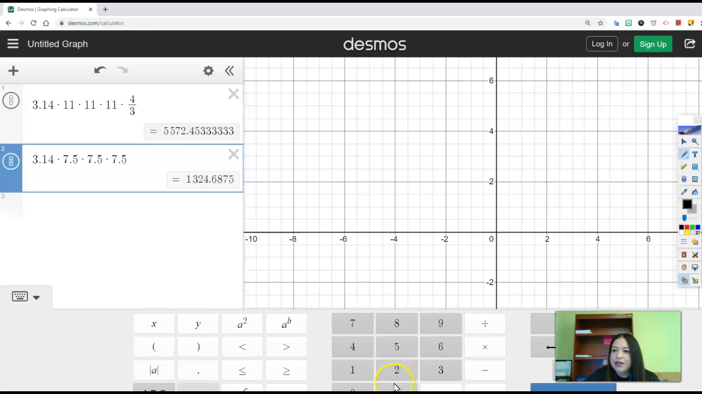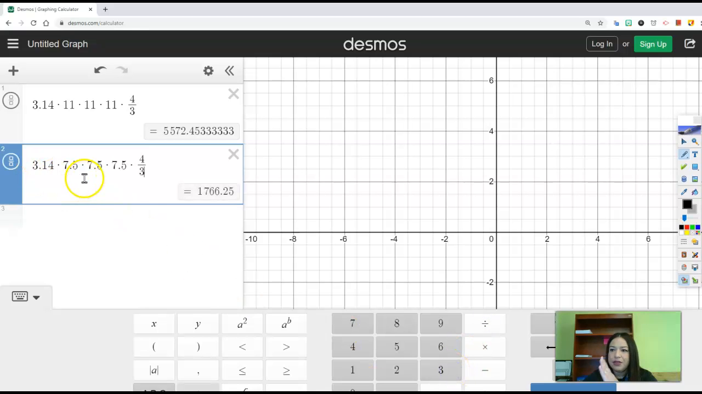Okay, now I need to type in that 4/3 that's also part of the formula. So it's still getting multiplied, so I'm going to put times. Now 4/3 is a fraction, which is a division problem. So 4 divided by 3. Now I have everything that I need. Pi times radius times radius times radius times the 4/3, which is part of the formula. So this is it. We are done.